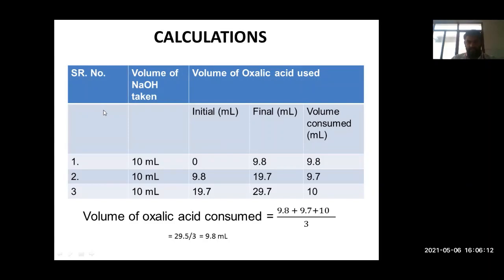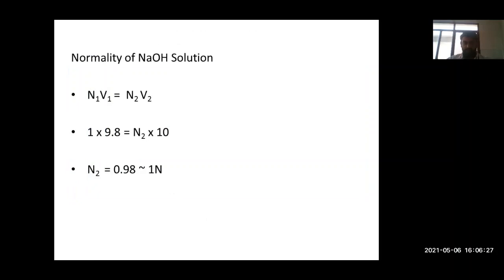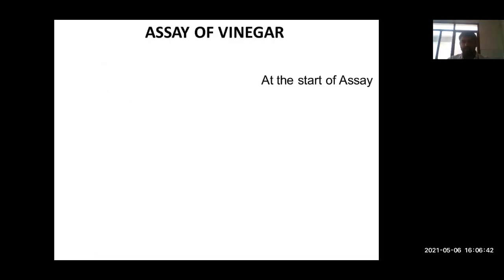This is the reading table. We have taken 10 ml of NaOH for each titration, and we have found out the volume of oxalic acid consumed during the titration. The average volume consumed was 9.8 ml. By using the formula N1V1 = N2V2, we have concluded that the normality of the prepared solution is 0.98 normal, which is equivalent to 1 normal. Next, we have performed the assay of the vinegar according to the procedure, and these observations have been made.